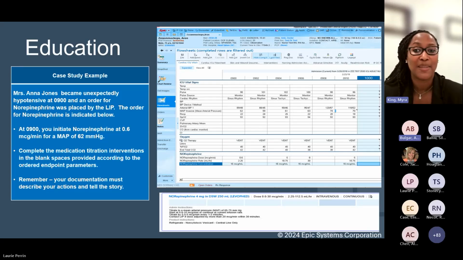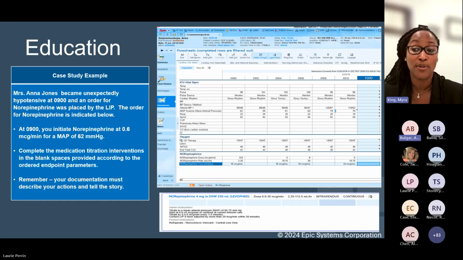So in this example here, we would provide a case study, and then we would ask nurses to fill in the blanks. In this case study, this patient is hypotensive, and they're started on norepinephrine, and here is the accompanying goal map and what the maps were. So complete how you would document titration, how you would titrate based on the patient's mean arterial pressures. Remember, documentation must describe your actions and tell the story.